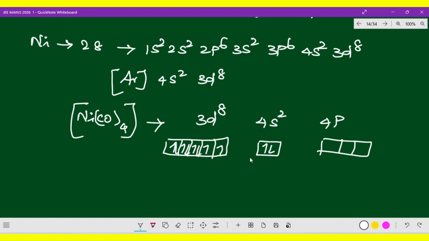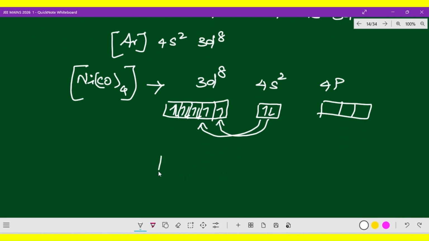Now what happened? These 2 electrons can pair up with the others because it is a strong field ligand. Strong field ligand means it can pair up the electrons, so automatically the unpaired electrons get completely paired up. That means the orbitals are completely filled and there are no unpaired electrons. This is the main point to note down. If there are no unpaired electrons, it is diamagnetic. If there are unpaired electrons, it is paramagnetic in nature.